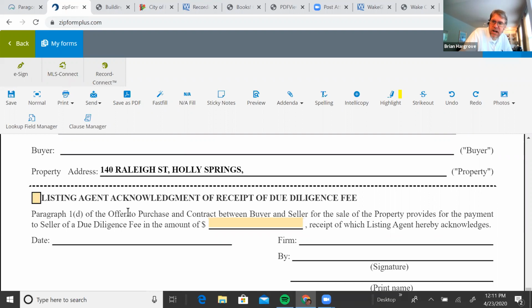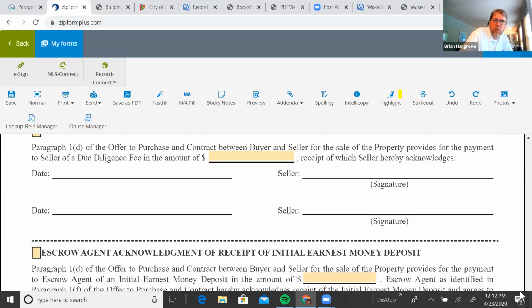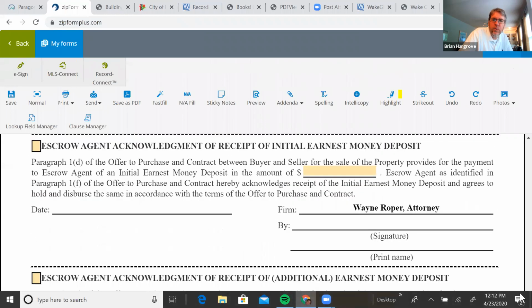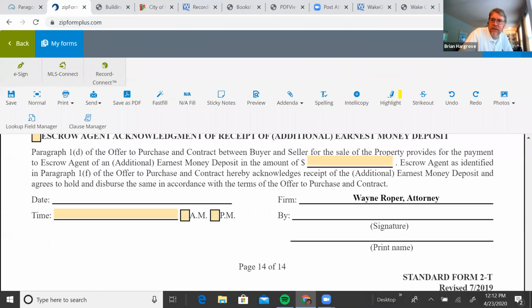So you want a copy of the check and a copy that the due diligence fee was received by the listing agent. And then, by the way, later on, I want you, Mr. Listing Agent, to give me a signature from your client that you took my check that I gave you and handed it to the client. So they'll send you that notification. And then later on, Mr. Listing Agent, I will give you a signed acknowledgement that the attorney has received the earnest money.